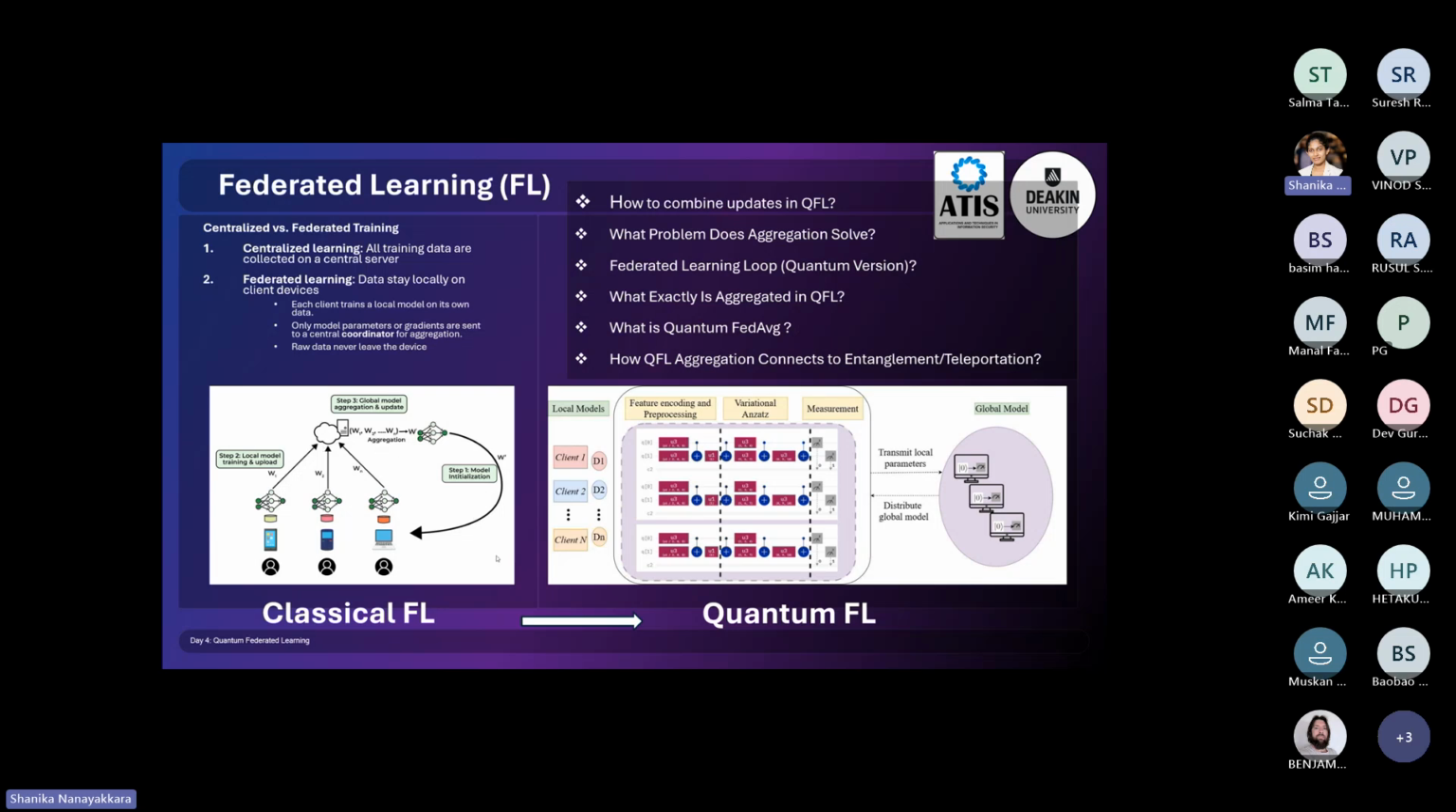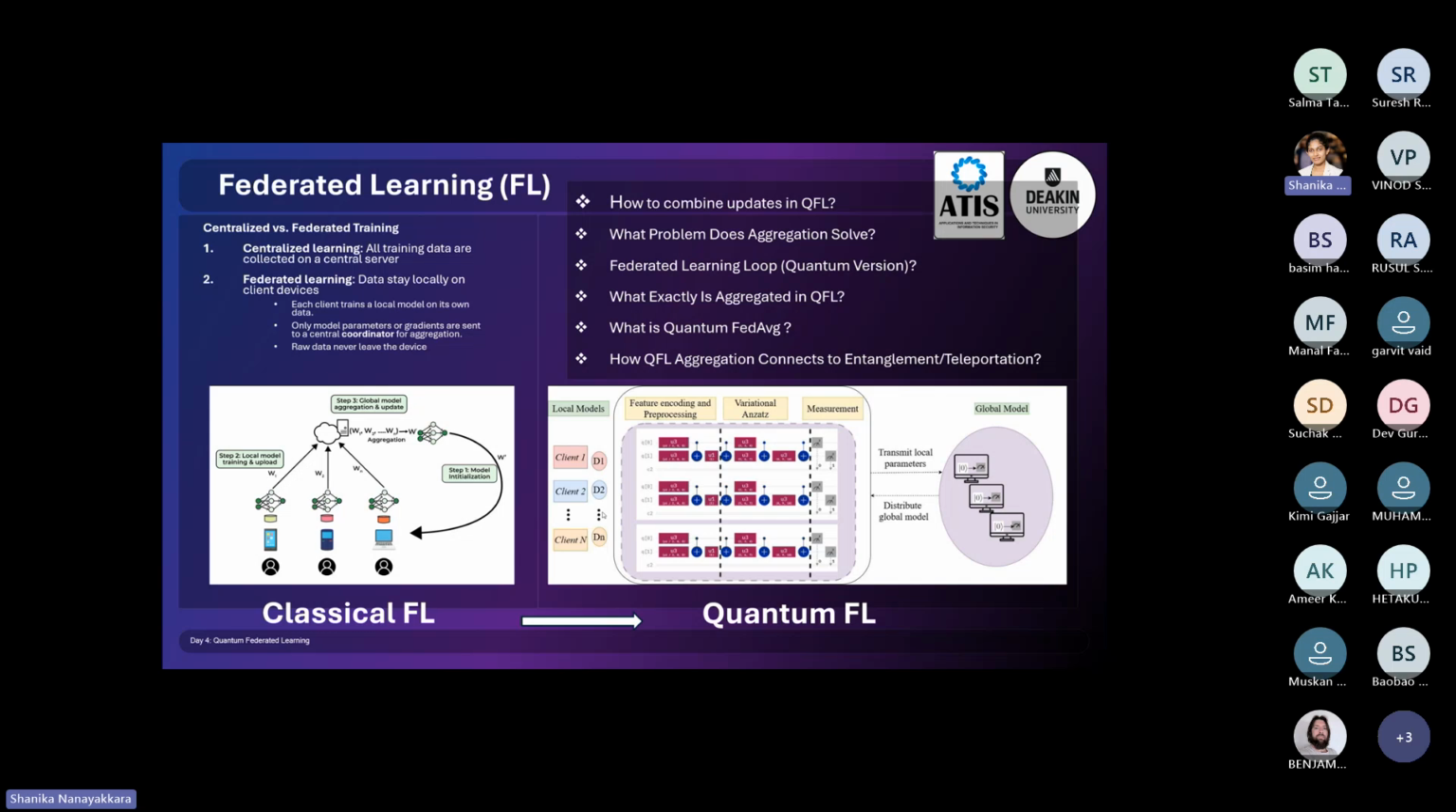In quantum federated learning, this is the example you can see in this figure. It involves the same idea, but using quantum computers. Quantum computers don't use normal numbers. They use quantum states, angles, and entanglement. Now you know all these quantum fundamental things. Here, each client has a feature encoder, variational ansatz, and measurement steps. You know, in your quantum machine learning workshop, you got to know about all these things.